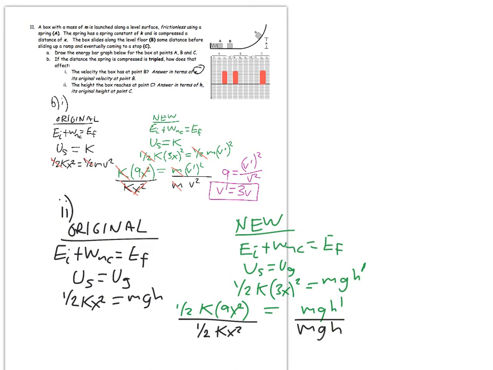A bunch of things are going to cancel out here. The 1/2, the k, the x squared, the m, and the g all cancel out. And so what I end up getting is 9 is equal to h prime over h. So that means that h prime, my new height, is 9h, 9 times my original height.